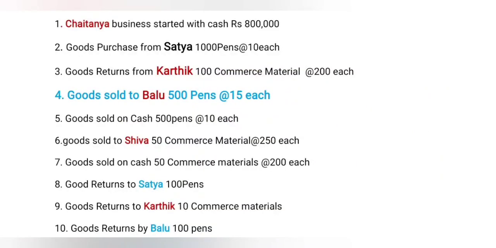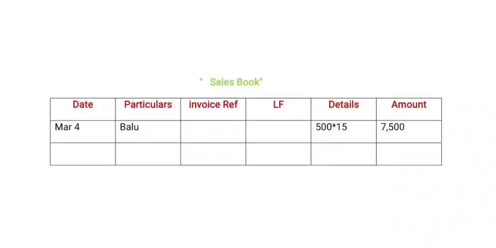On 4th March, goods sold to Balu, 500 pens at the rate of 15 each. Here also the products are given in units. Now we are going to the sales book. Proforma of the sales book: coming to the date column March 4th, particulars, customer's name is Balu. Now we go to details: 500 pens, each one sold at 15 rupees. That is why we take 500 multiplied by 15. Then go to amount, 7,500.